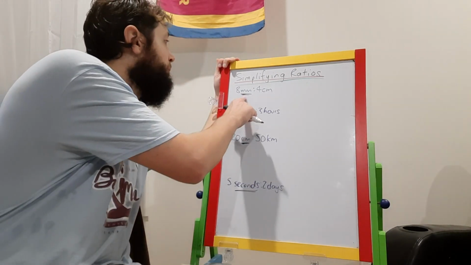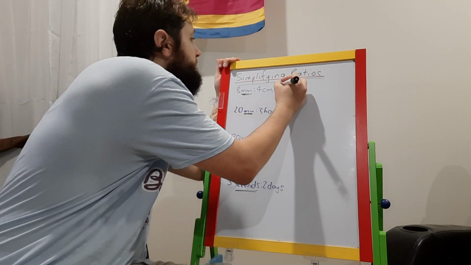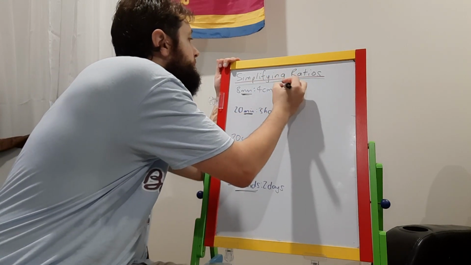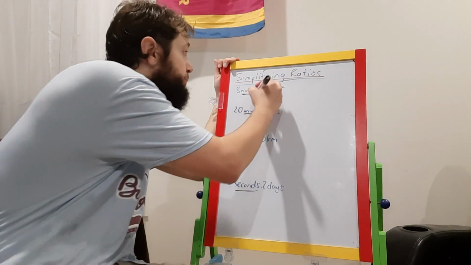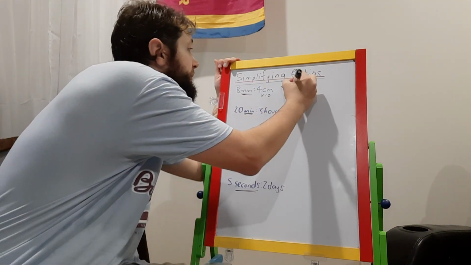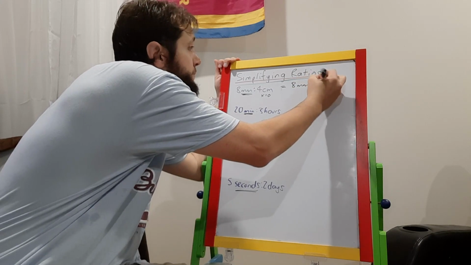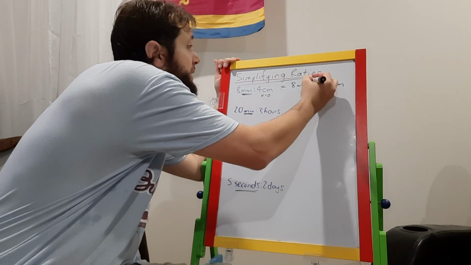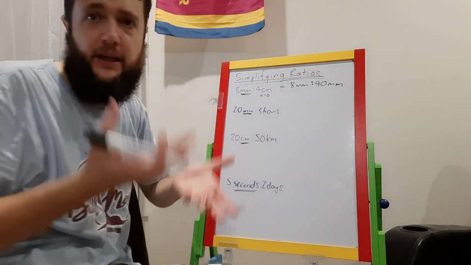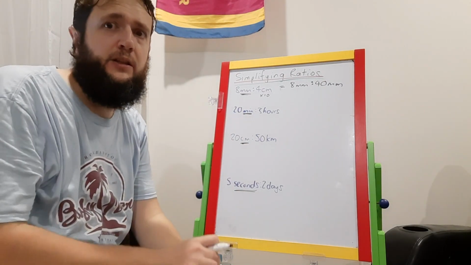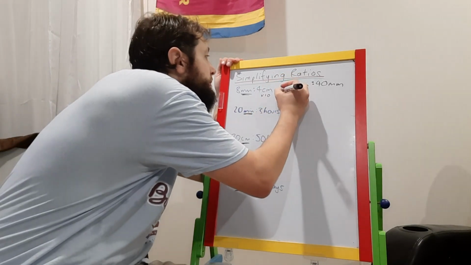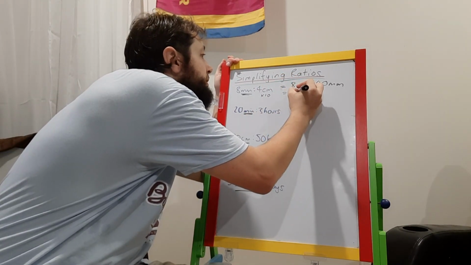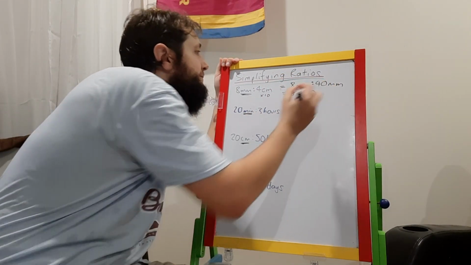Either way, if I want both of these now in millimeters, 4 centimeters, what's that in millimeters? I'm hoping you know to multiply by 10. I'm going to get 8 millimeters to 40 millimeters. At this point, since you're comparing apples with apples, you can actually get rid of the units entirely. So it's 8 parts to 40.